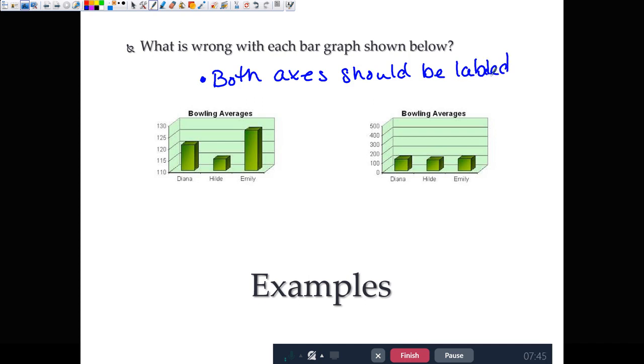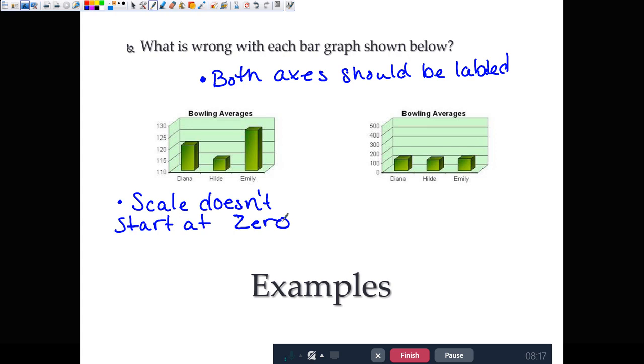All right, how about this one over here? Let's look, the next part is that they need to start at 0. Does it start at 0? No, the scale doesn't start at 0. But it does go up by even interval size. Okay, but it should start at 0.